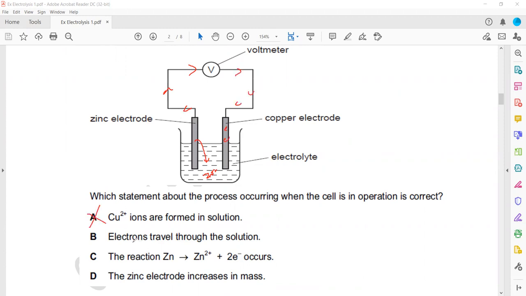So A cannot be, electron travel through the solution, electron cannot move through the solution. Basically, zinc atom changes into zinc ion, that's true. And the size of the zinc electrode won't increase, it will decrease because the zinc atoms are changing into zinc ion. So what we'll observe is the size will decrease.